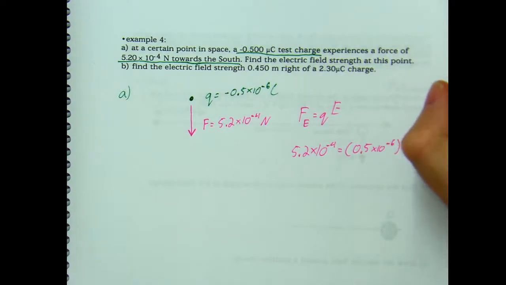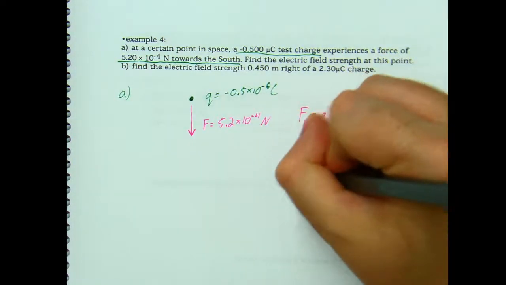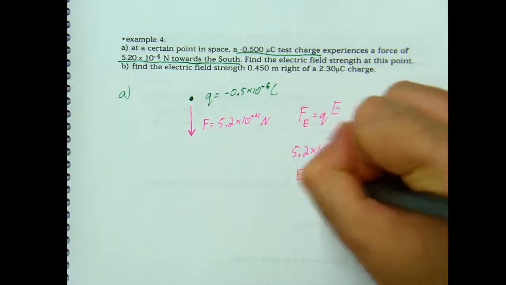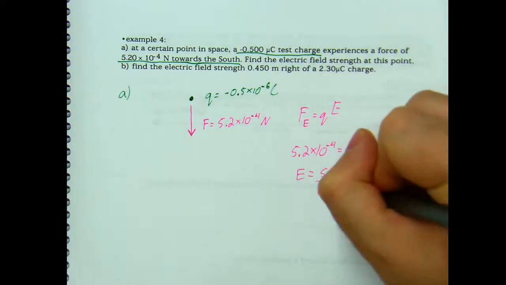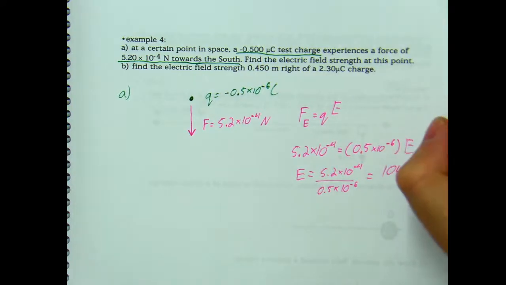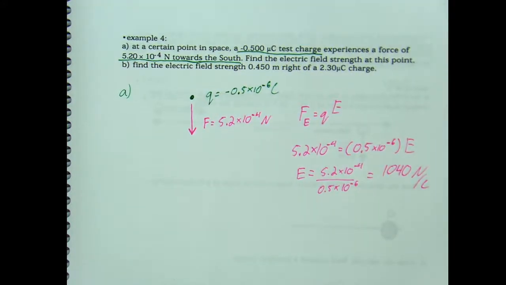And then we want to multiply that by E. So we can run this through and divide that over. We're going to get an electric field strength of 5.2 times 10 to the negative 4 divided by 0.5 times 10 to the negative 6, and that's going to be equal to 1,040 newtons per coulomb. And so the electric field strength at that point is 1,040 newtons per coulomb, and this charge is experiencing a force as a result of that. Relatively straightforward.